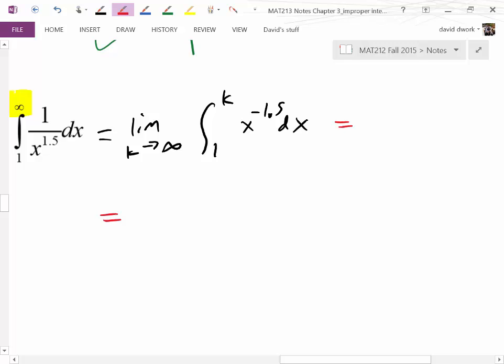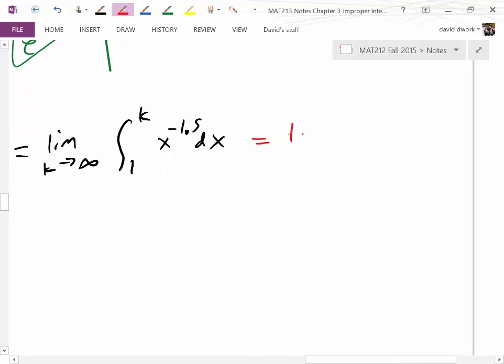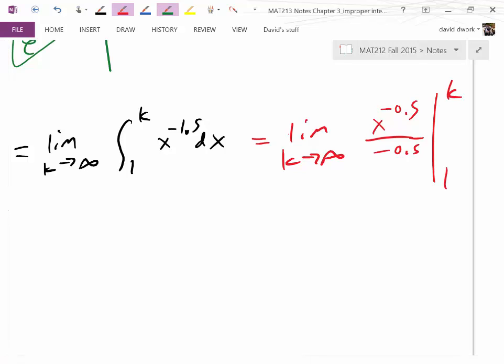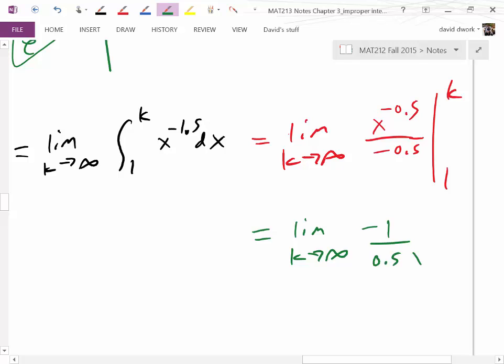This is amazing. The integral of this, well, we leave the limit as k approaches infinity. So now we're going to end up with what? x to the negative 0.5 divided by negative 0.5, evaluated from 1 to k. And we can go ahead and rewrite that. This is the limit as k approaches infinity. I'm going to drop my x to the negative 0.5 down to the denominator, and I'll rewrite my negative up in the numerator. So it's negative 0.5 times x to the 0.5 evaluated from 1 to k.